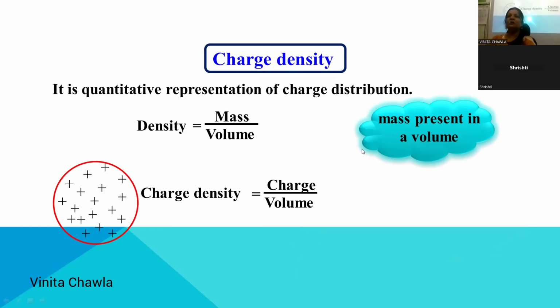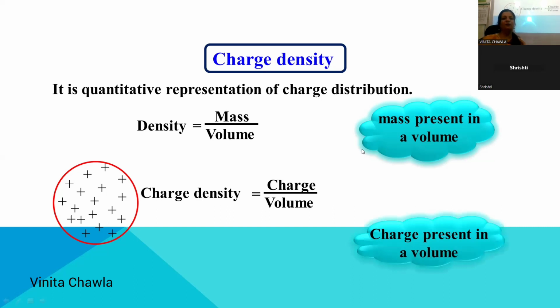So we take volume when we take solid figures. When we have solid shapes, then we say that it is charge per unit volume. But what if we have charge distributed over a surface, or a line charge distribution or areal distribution, then we take length or area. It depends upon the dimensions of the charged conductor, right? So here charge is present in a volume, and here we take mass present in a volume. This is the mass density and this is charge density. Okay, so the quantitative representation of charge distribution is called charge density. Easy.